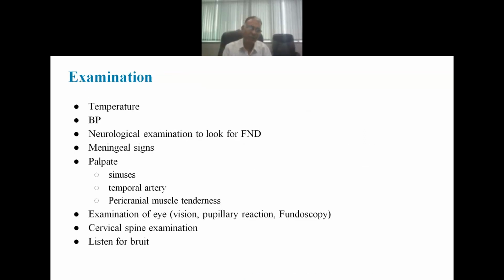Now, what is left for the examination? It's very, very unrewarding, I must say. If you examine patients with pure migraine, temperature will be normal, BP will be normal, there will not be any neurological deficit, and signs of anemia will be absent. If you palpate, the sinuses will be normal because you are not encountering a case of sinusitis. The temporal artery will not be palpable because you are not encountering a case of temporal arteritis, which is a common cause of this type of headache. Pericranial muscle tenderness or muscle spasm will also not be rewarding. Examination of the eye, of course, if there are causes of secondary headache like papilledema, then definitely you can see them. But as far as migraine diagnosis is concerned, examination of the eye, even fundoscopy, will be normal. Cervical spine and everything will be normal.